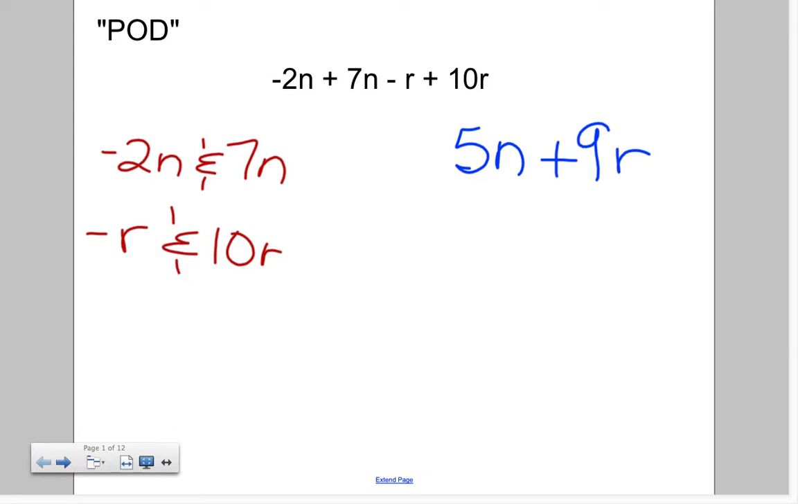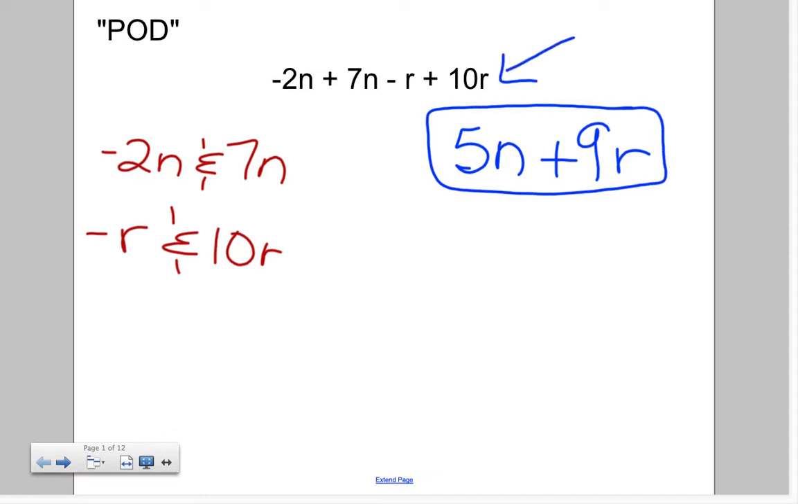So then obviously you're going to attach, remember how you have to have an operation here between the 2 terms to separate the 2 terms. So this is our new expression. This is our beginning expression, but if we simplify it, it becomes 5n plus 9r.